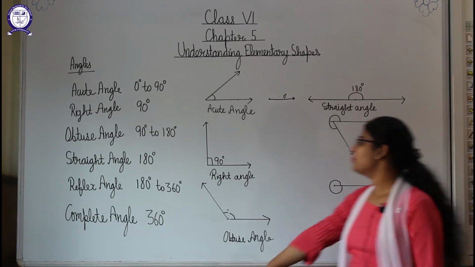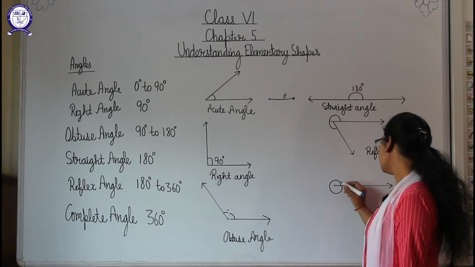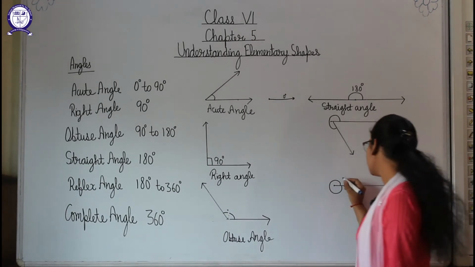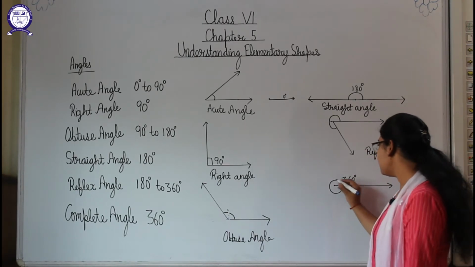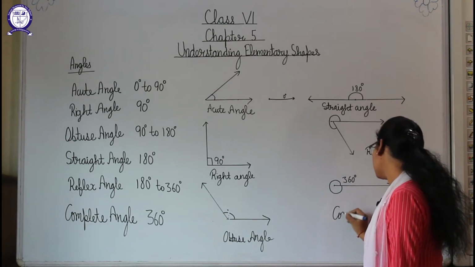Now the last one is complete angle. Complete angle means 360 degree. So students, here this is the complete circle, or we can say this is 360 degree, meaning it is completing one revolution. So this is a complete angle.